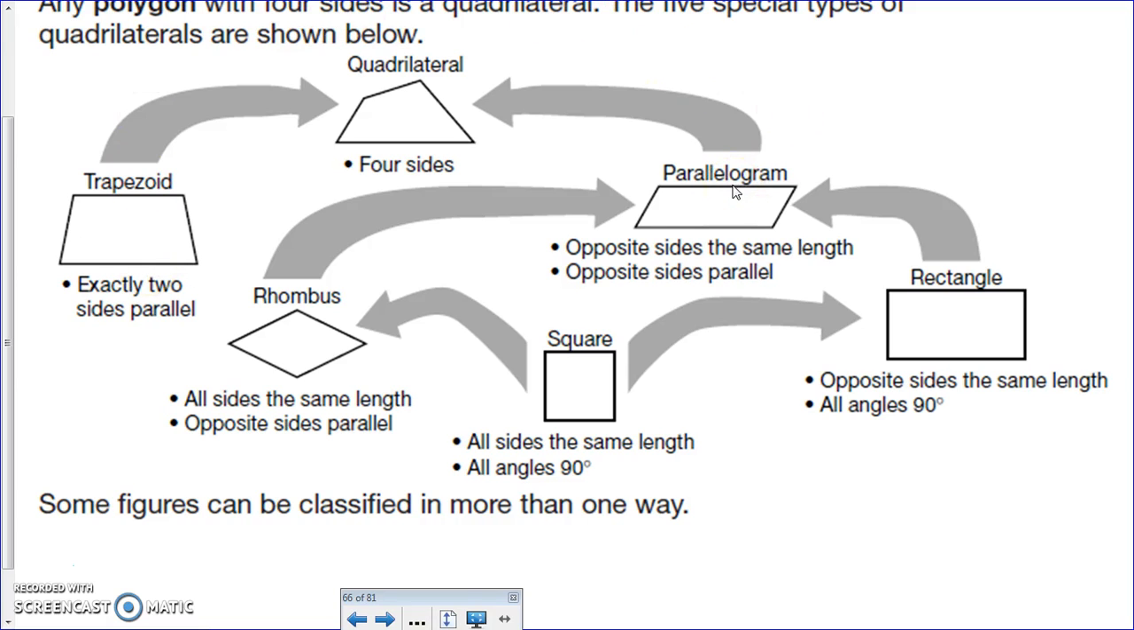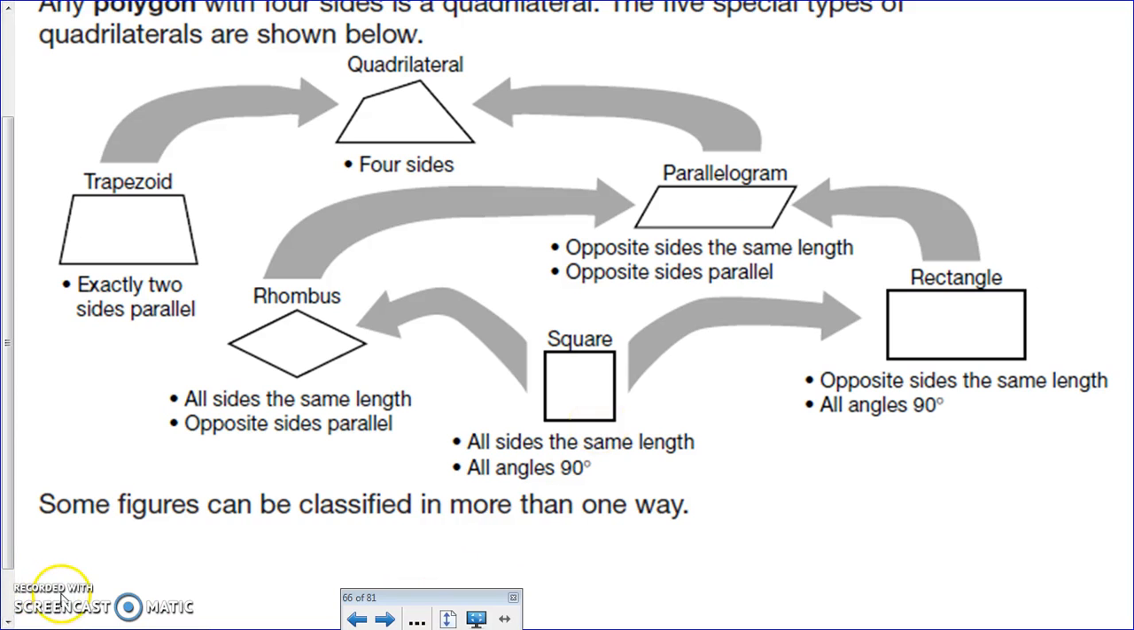Over here, our next category under quadrilateral is a parallelogram. Opposite sides are the same length and opposite sides are parallel. Then to the right, we have a rectangle. Opposite sides are the same length and all the angles are 90 degrees. On the far side, on the left, we have a rhombus. All sides the same length, opposite sides are parallel. And then in the middle, we have a square. All sides are the same length and all angles are 90 degrees.